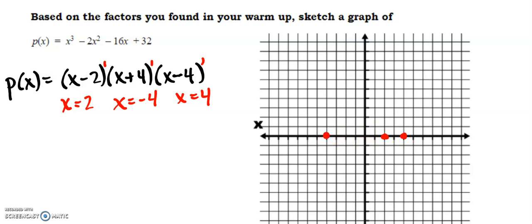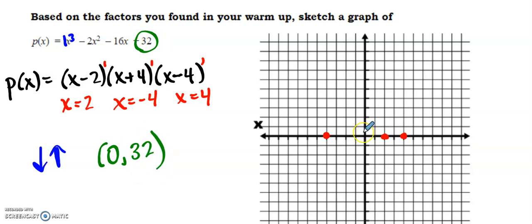And then some other things that I can consider graphing. I just found my x-intercepts. I know that this has a leading coefficient of 1, and it's an odd degree. So my arrows are supposed to go like this. The other thing I know is that if I were to plug in 0 for all of my x's, my y-intercept is going to be 32. So I'll count by 4s, 4, 8, 12, 16, 20, 24, 28, 32. So that'll be my y-intercept. And then the rest of it, I'm just going to connect in the general shape of down, up.